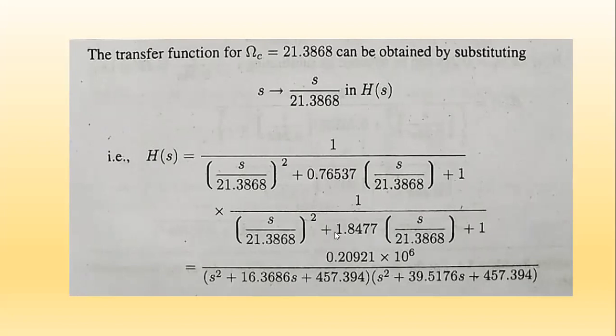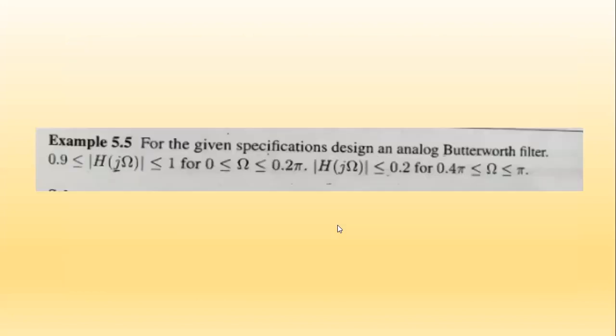So this is one problem statement, which is very important: for a given specification, design an analog filter. The specification is given, but not the passband frequency, stopband frequency, passband attenuation and stopband attenuation. This is one of the ways that people give the problem statement, and our task is to extract the information from the given statement.